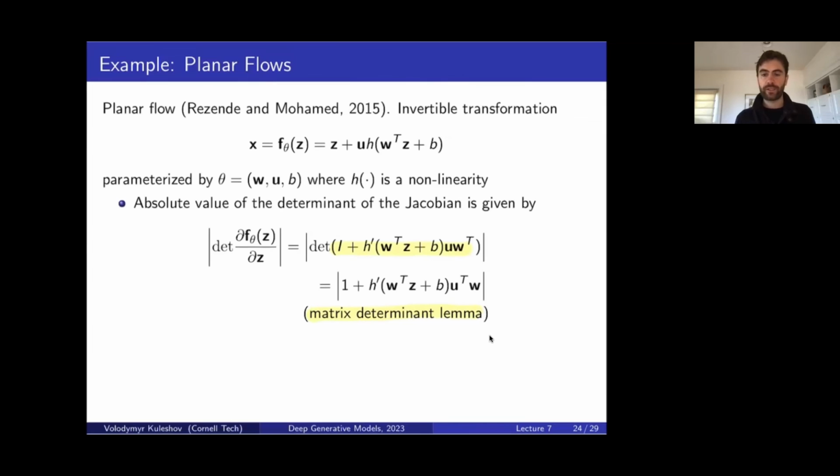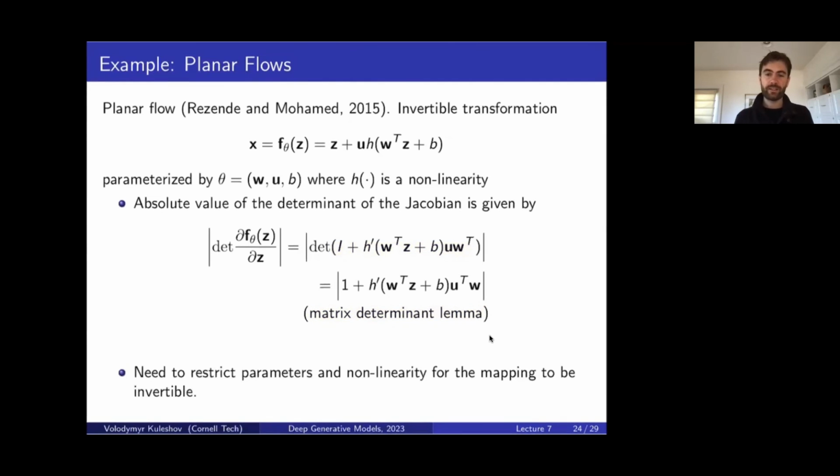Now, there are some additional technicalities here. If you use any h, and if you don't have any restriction on the parameters, this mapping might become non-invertible. And so in practice, when the authors applied this type of model, they also restricted the parameters in a clever way to ensure that the mapping is always invertible. Okay. And so this type of model is called a planar flow.